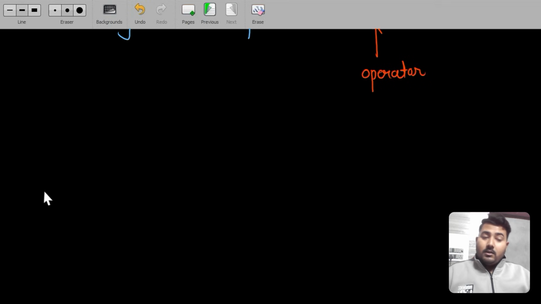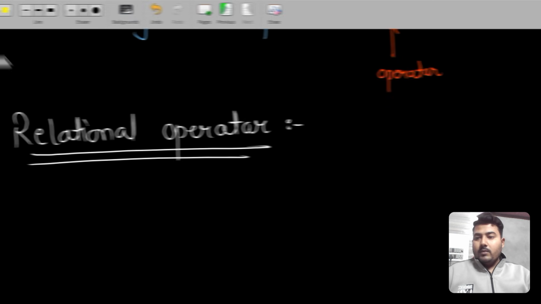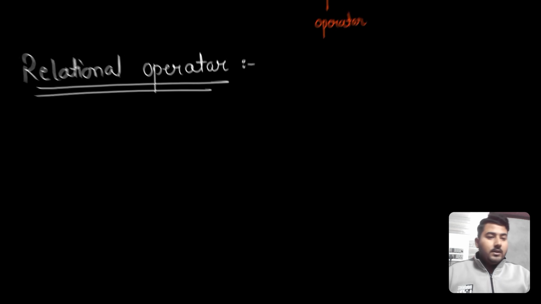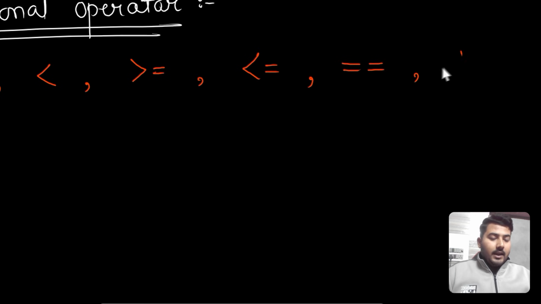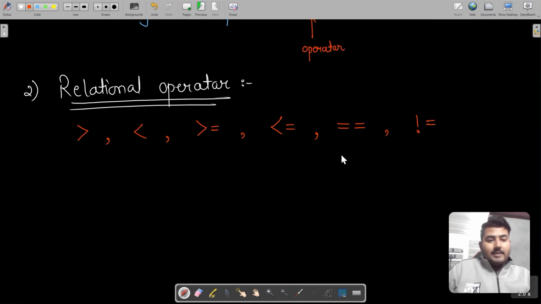Apart from that, another important one we also have is the relational operator. Examples of some relational operators look like this: greater than sign, less than sign, greater than or equal to sign, less than or equal to sign, double equal to sign, and not equal to sign. These are some examples of relational operators. As is clear from the name itself, it defines the relation between two values.